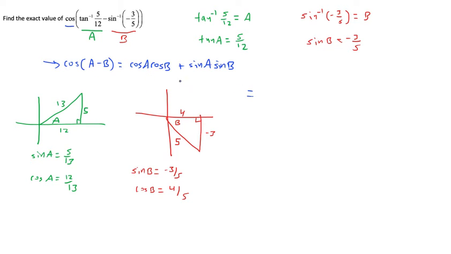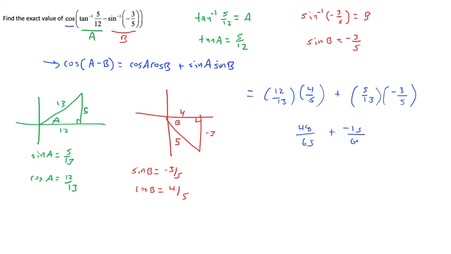Cosine of A, which is 12 over 13, cosine of B, which is 4/5, plus the sine of A, which is 5 over 13, times the sine of B. In this case, we have a negative 3/5. Okay, so let's multiply and then simplify. 12 times 4 is 48. 13 times 5 on the denominator gives us 65. Here we have a negative 15 over 65. So this we can simplify a little bit more. We get positive 33 over 65.